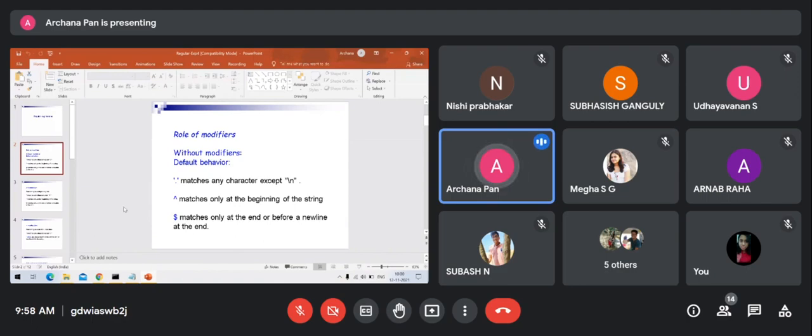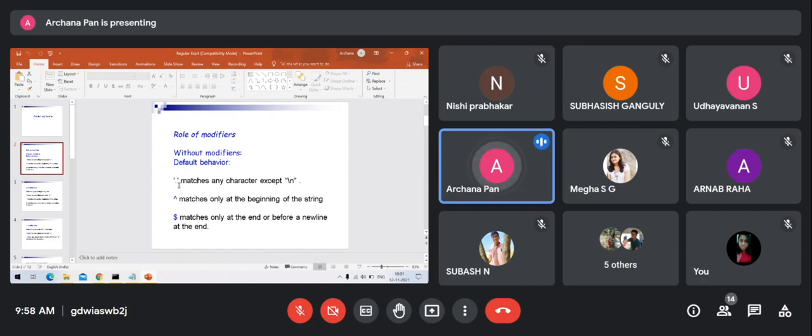Now see, you know what is the meaning of dot? In terms of regular expression, it will match any character except the newline character. But if you use some modifiers, it will change the role of this dot. Even it will match the newline character. So that only we are going to learn.